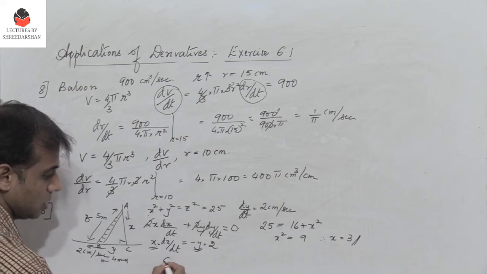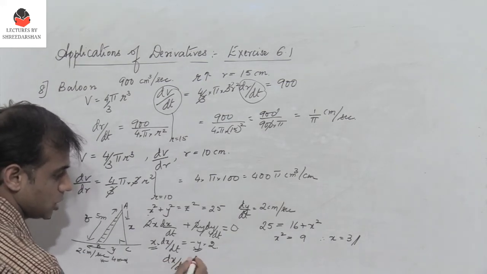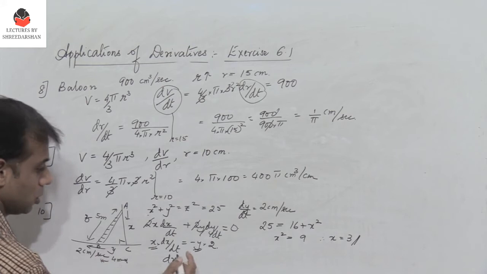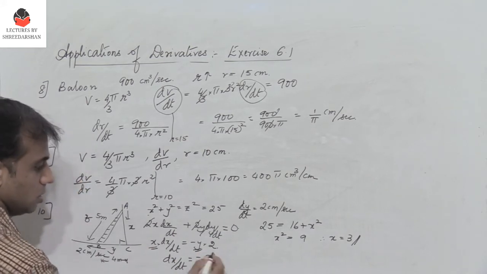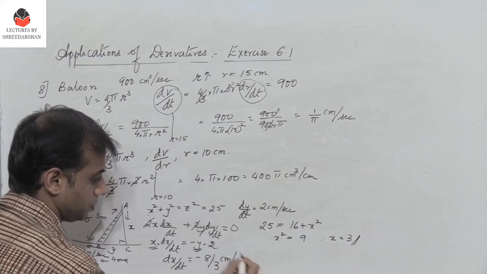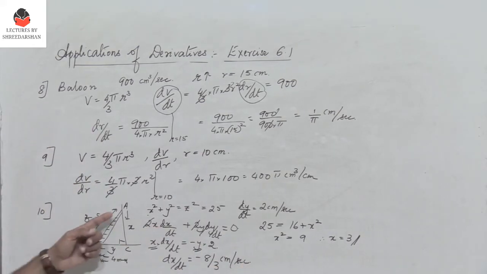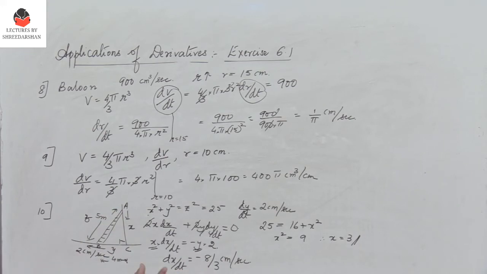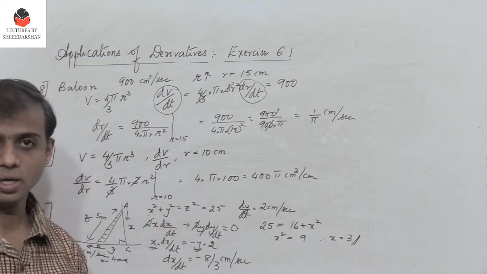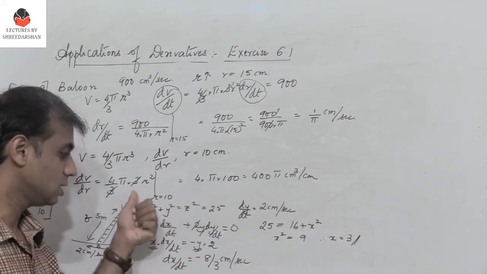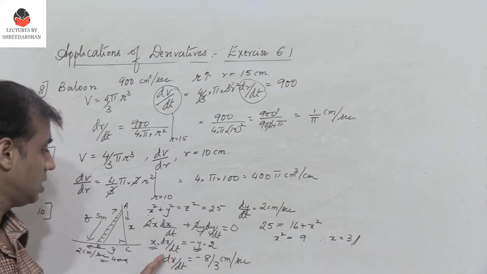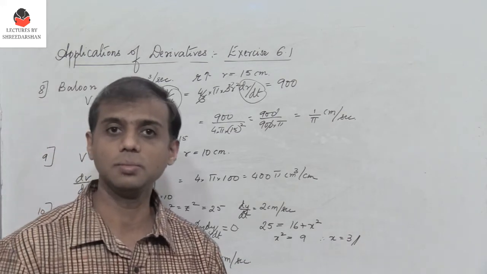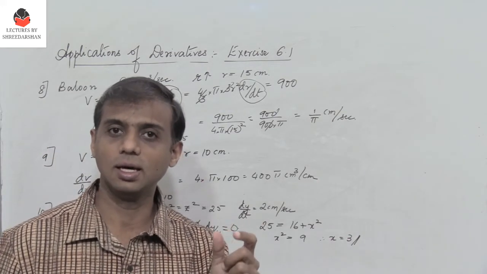So what do I get? We have dx by dt, which is minus y, y is 4, into 2, which is minus 8, divided by x, which is 3, centimeter per second. So the rate at which the height of the ladder is decreasing is 8 by 3 centimeter per second. This minus sign indicates that it is decreasing. So either we say that the height of the ladder is decreasing at the rate of 8 by 3 centimeter per second, or we say that dx by dt is minus 8 by 3 centimeter per second. The sign indicates that it is reducing.